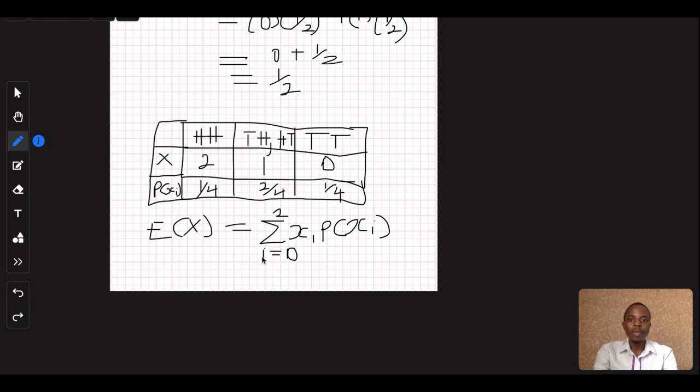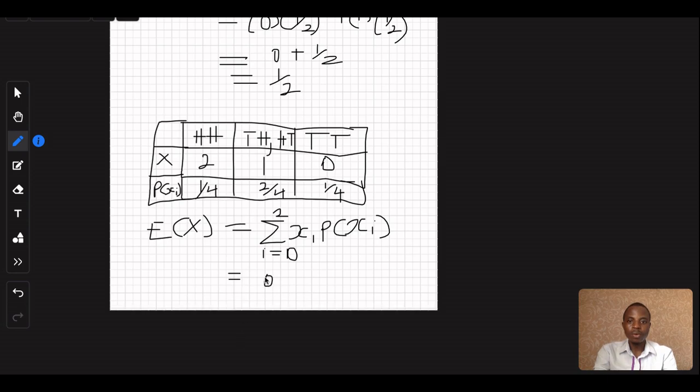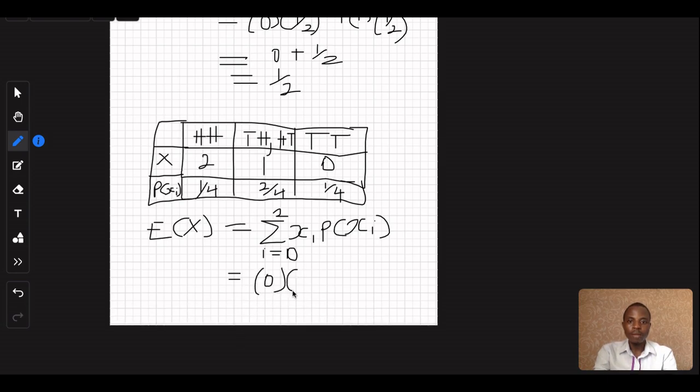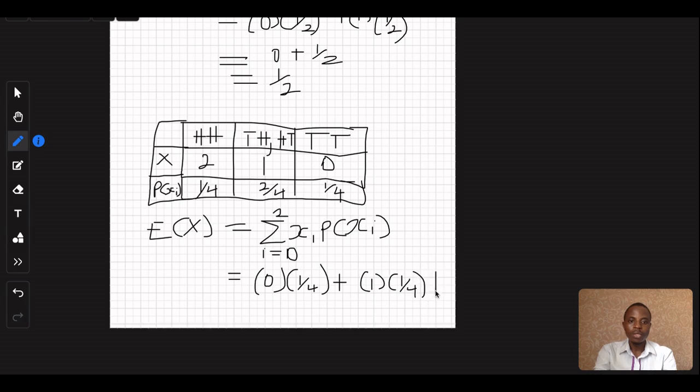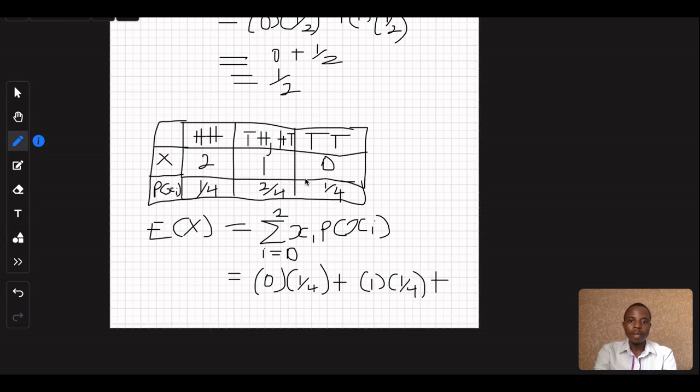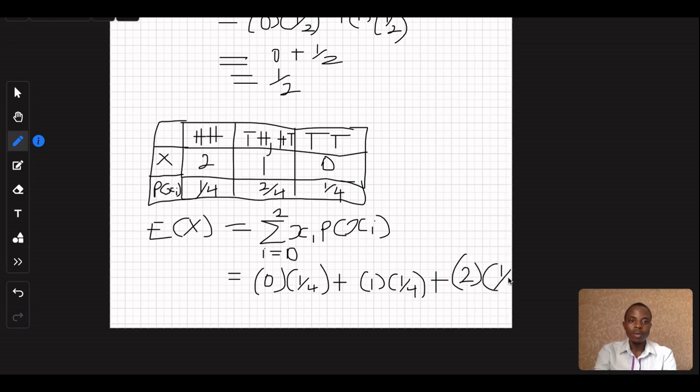All right, so i is taking value from 0 to 2, and then we start from 0, so 0 multiplied by 1 over 4, plus 1 multiplied by 1 over 4, plus 2 multiplied by 1 over 4.